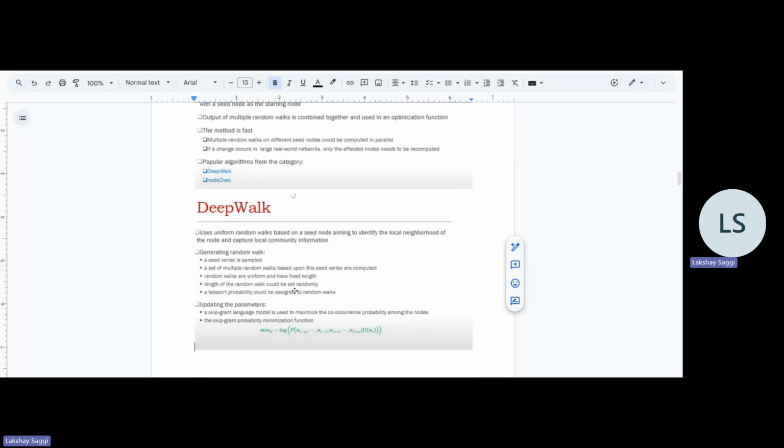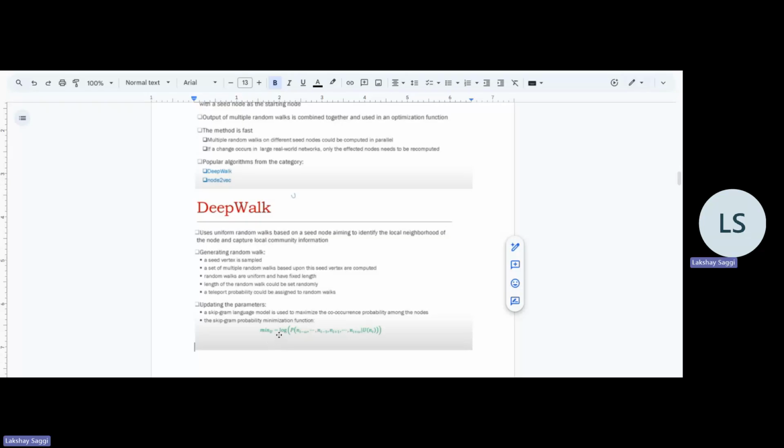And usually in these random restarts, like we have already discussed, PageRank with random restarts, these random walks also have random restarts, that is, a teleport probability could be assigned to random walks. You don't always need to go from one node to one of its neighbors, but maybe one can teleport to one of the other nodes also. This kind of thing has already been discussed in the context of computing PageRanks, if you remember.